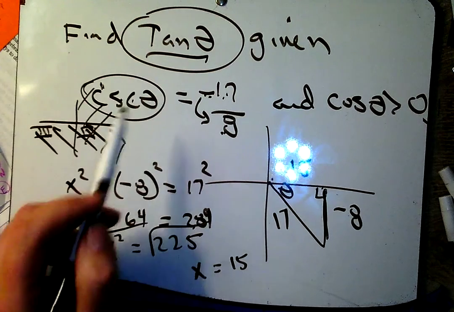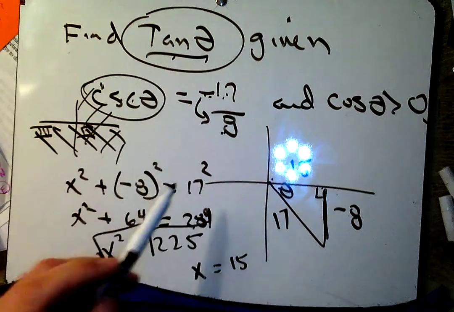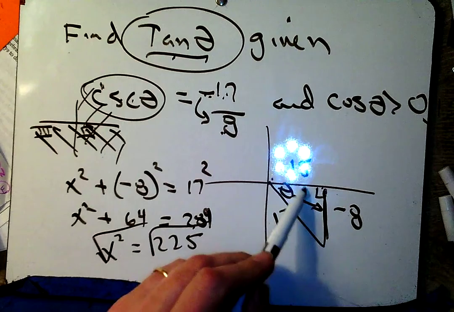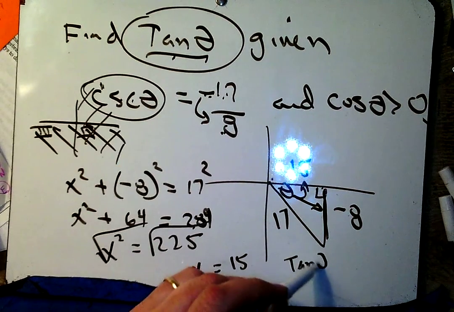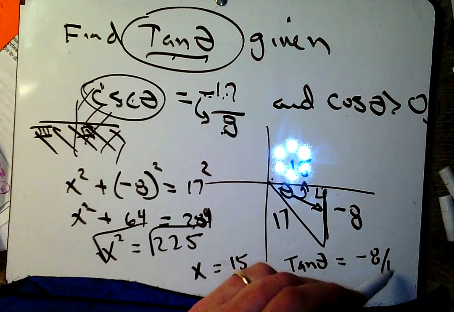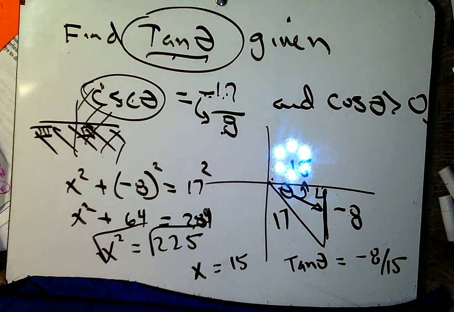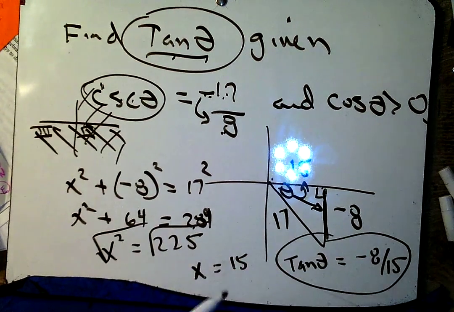So, what did we need to do? We need to find the tangent. Tangent is opposite over adjacent. So I know that tangent theta is negative 8 over 15. Ta-da! Good.